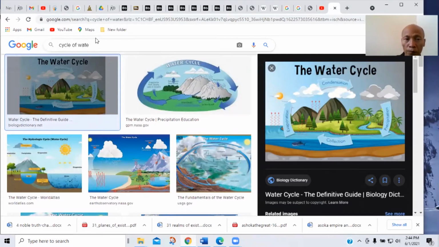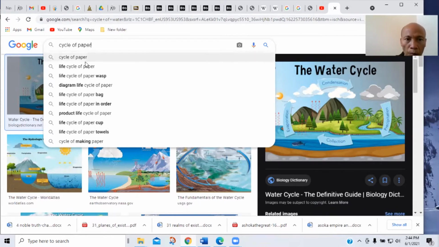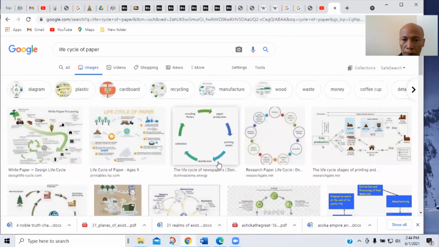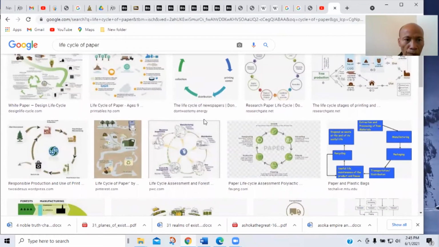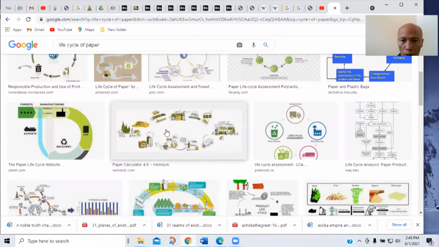And you can say the cycle of paper, or the life cycle of paper. Again, you see the paper production. Okay, here the forest, where they harvest the trees, manufacture, and produce the papers, and we use the paper, and after that we can recycle it, right? So that's the cycle of the paper.